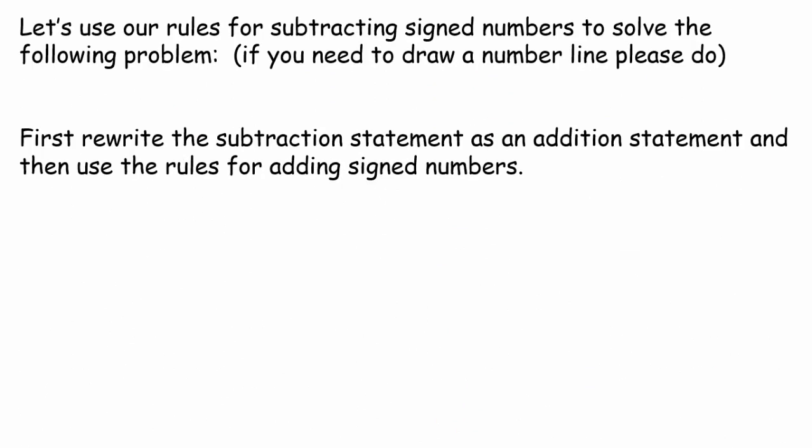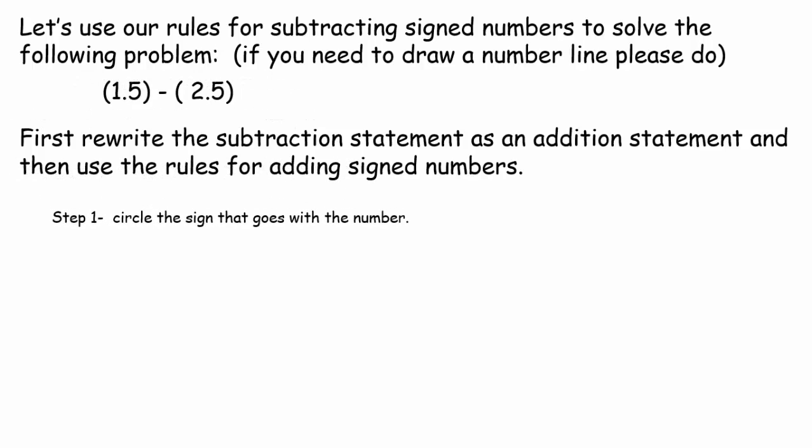Let's use the rules for subtracting signed numbers to solve the following problem. If you need to draw a number line, please feel free to do that. Let's take a look at 1.5 minus 2.5. All right, first we have to rewrite our subtraction statement as an addition statement. If I'm given subtraction, my first step is to always change that subtraction to addition and change the sign of the number being subtracted. Take the additive inverse of positive 2.5. Well, that becomes a negative 2.5. So now we have 1.5 plus a negative 2.5.